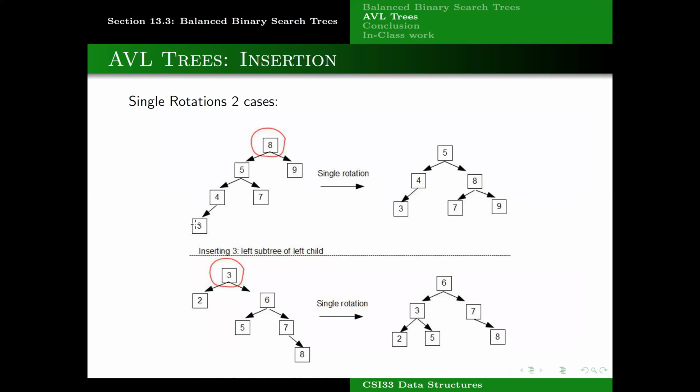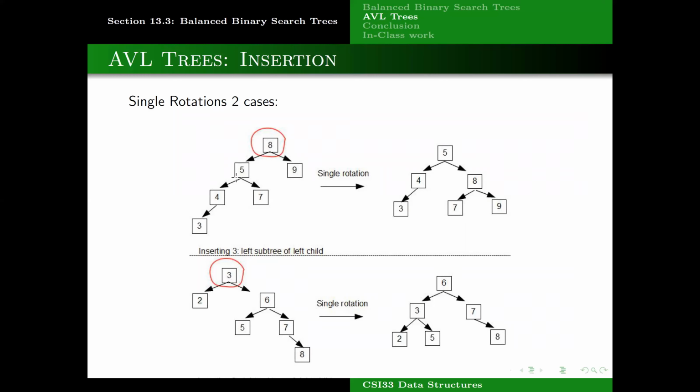Right? So everything is well. But as soon as 3 was added, you could see that this one is 2 levels longer than this subtree. So exactly at the node 8, the AVL property fails. Not at 5. At 5, everything is good. The difference is 1, right? At 8. Now what happened over here is we went left and left. So left subtree of the left child.